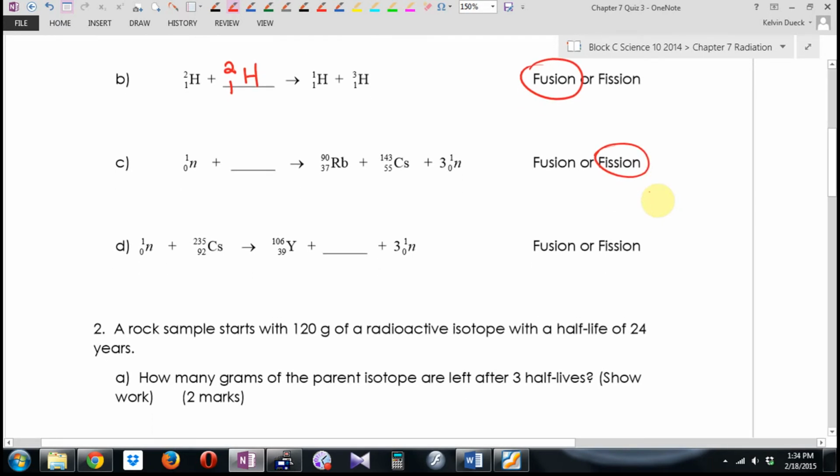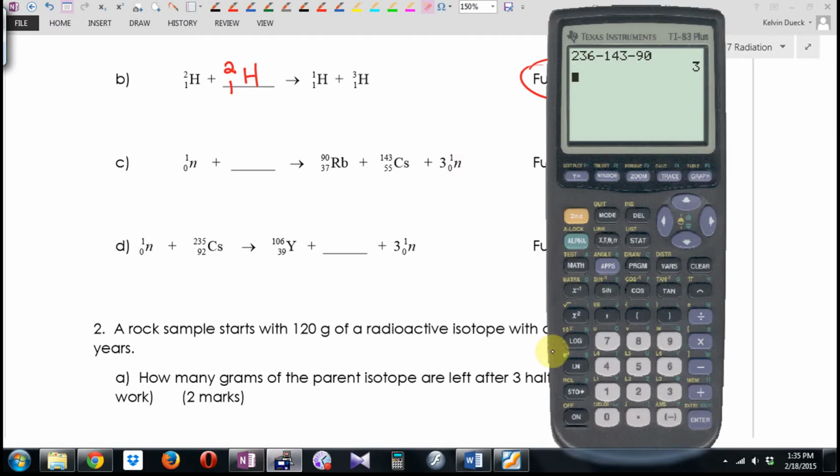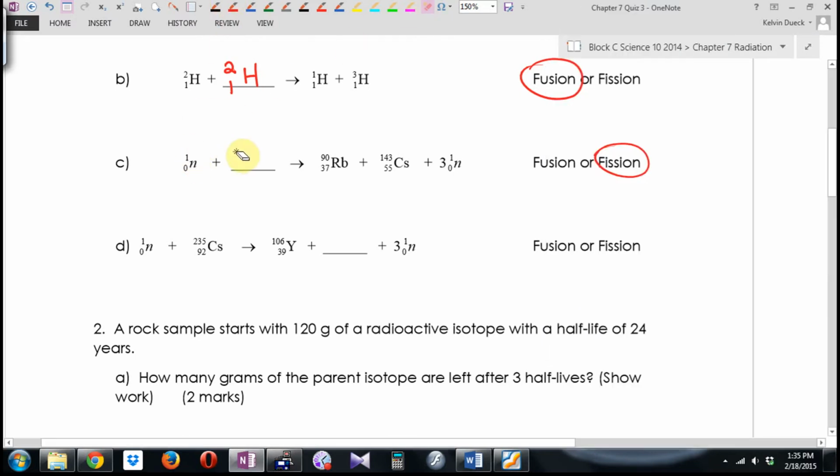What are the blanks? Well, on the right-hand side, I have a mass of 90 and 143, and careful, not 1. What's the mass of this grand total? 3. So on the right-hand side, I have 90 plus 143 plus 3. On the left-hand side, I better have a mass of 236. I have a mass of 1 with the neutron right there. So you know what? This is going to be 235.